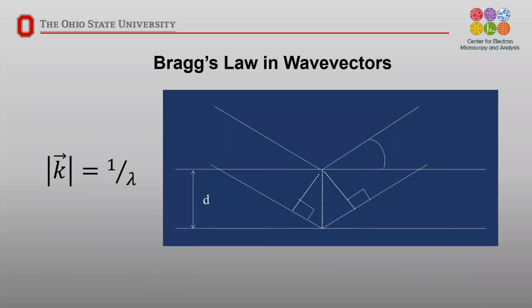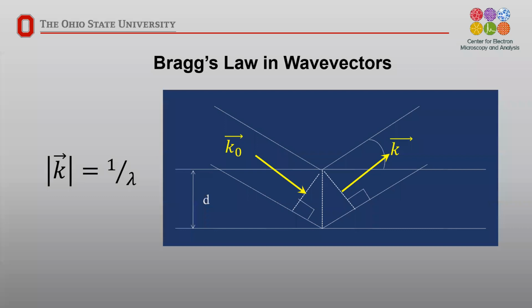Now, it's all well and good to be thinking about Bragg's law, but as we're trying to work with the diffraction patterns, it's sometimes more convenient to actually think about diffraction in terms of wave vectors. And this is thinking in reciprocal space. So the wave vector can be thought of as a vector that is normal to the wavefront, and the length of the vector is inversely proportional to the wavelength, 1/λ.